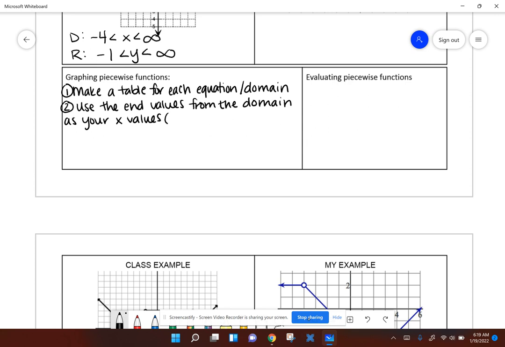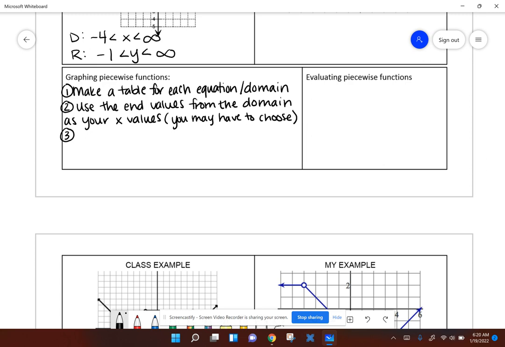However, it's possible you may have to choose one. And this is going to happen if it doesn't list two numbers in the domain. If it gives you something like x is less than 1, you're going to use 1, the number given, and also choose a number less than 1 to also use.